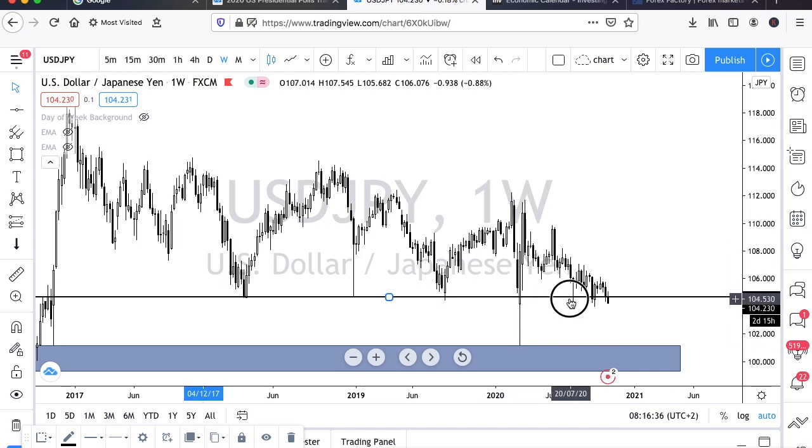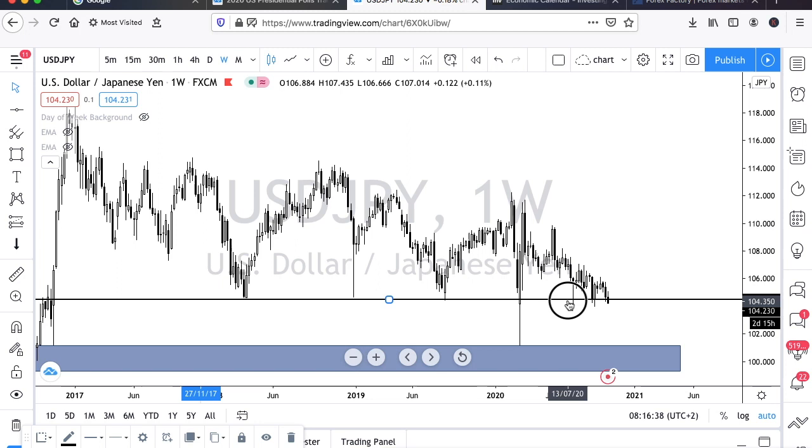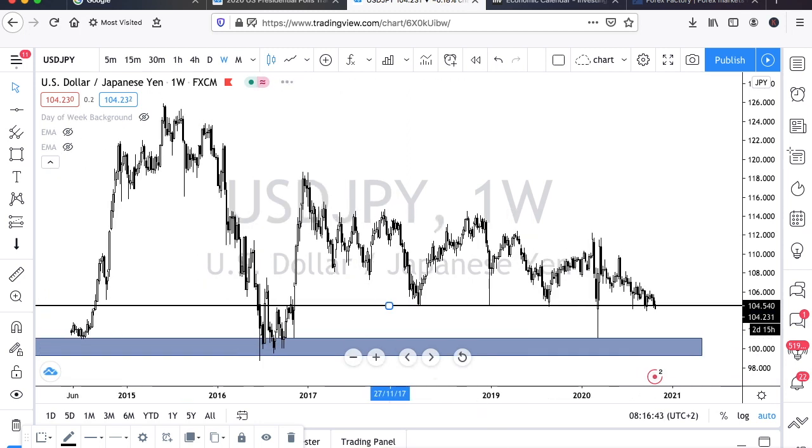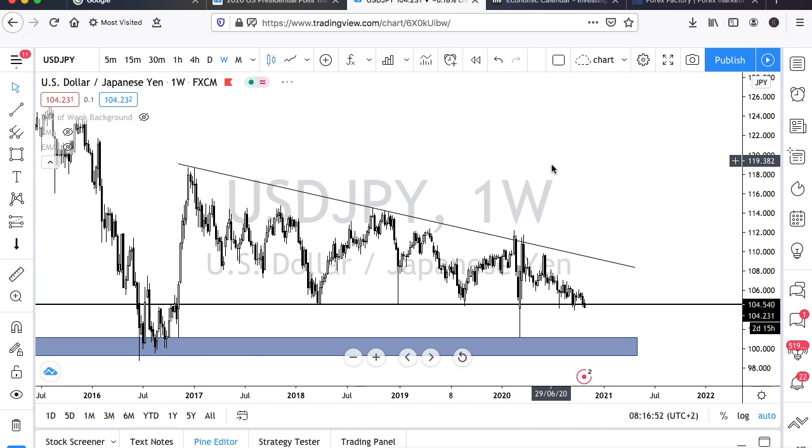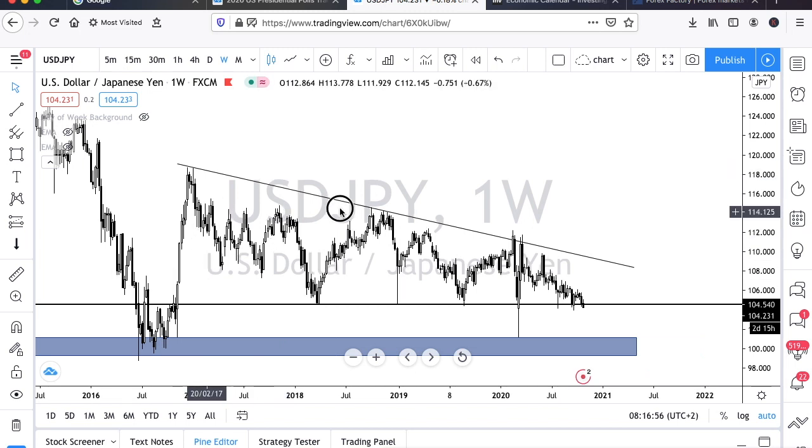So this is why we're playing around. This is a very important key level. You can draw it as a zone or a trend line, it doesn't matter. A support or resistance zone, doesn't matter. I'm also seeing that trend line there, that's why it's been finding resistance. So overall, USD JPY has been bearish since 2017.